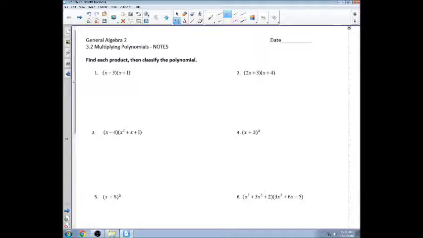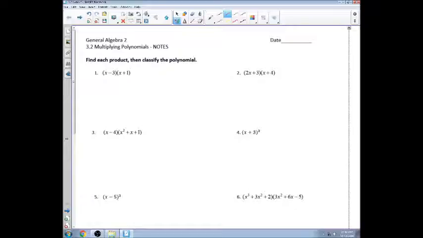The first thing we're going to do is find each product, then classify the polynomial. When I have two binomials, just like in problem number 1, it's called double distribution. That's the term we use when we multiply two binomials like this. What it means is I'm going to take everything in the first set of parentheses and multiply it by everything in the second set of parentheses. Some of you have heard it known as FOIL, where we do first, outer, inner, last. We just need to realize that we're going to multiply everything in the first set of parentheses by everything in the second set of parentheses.